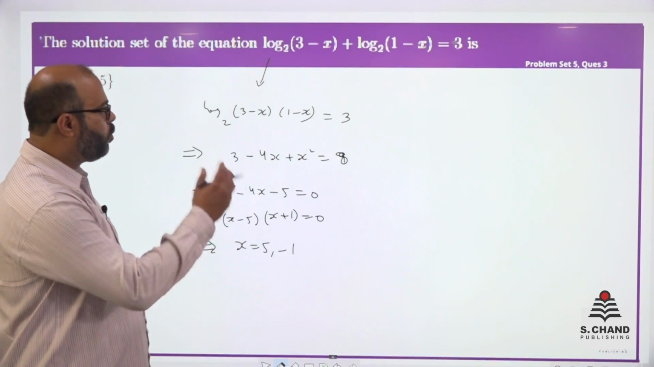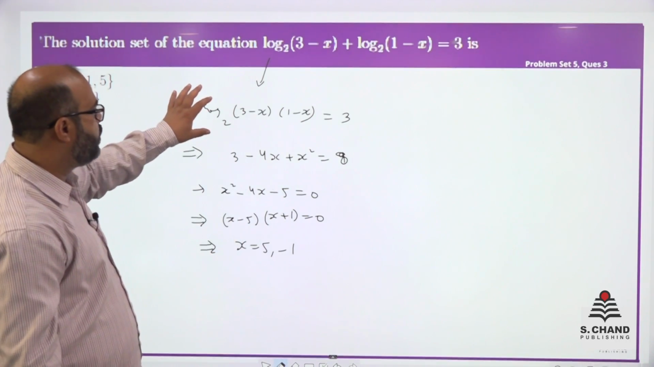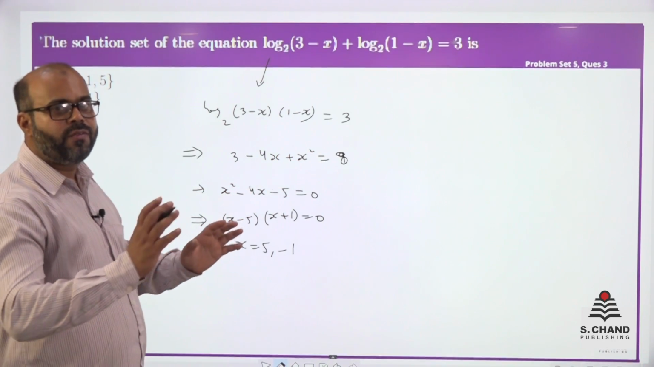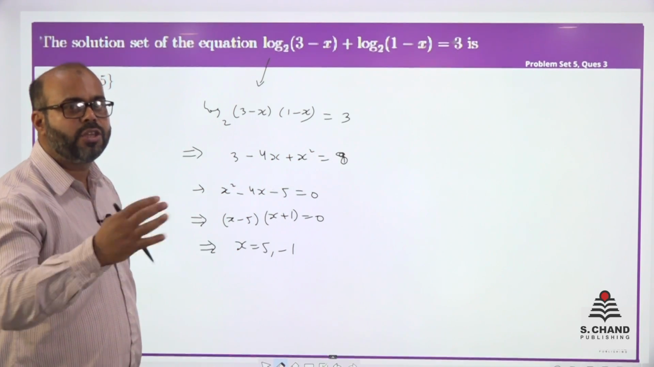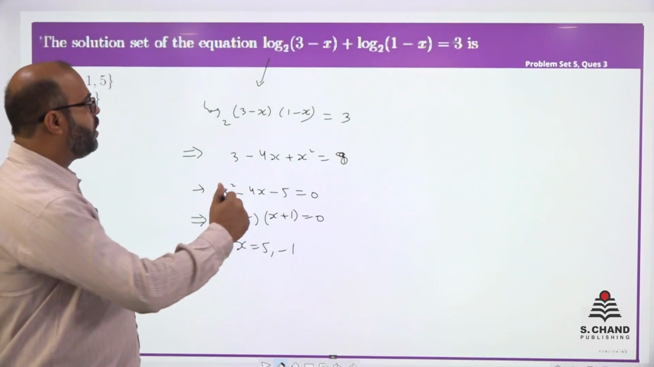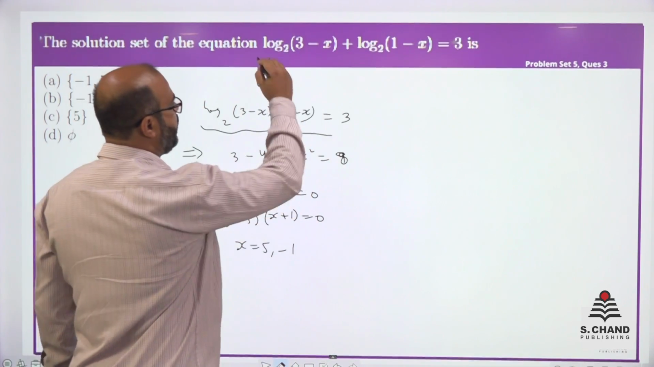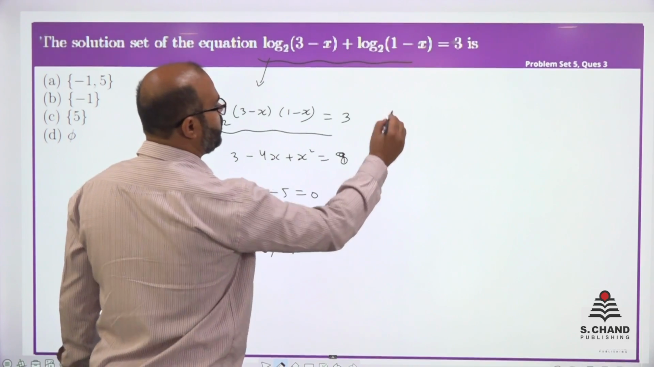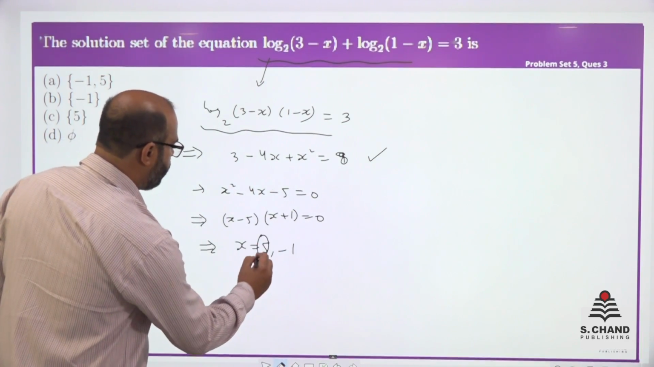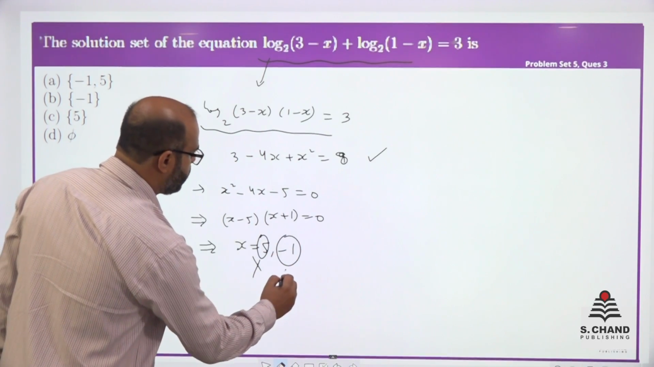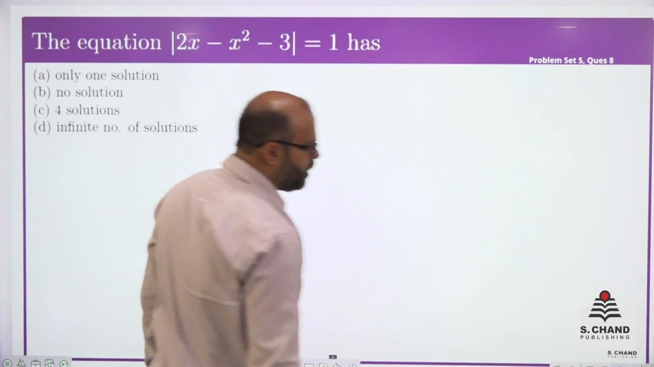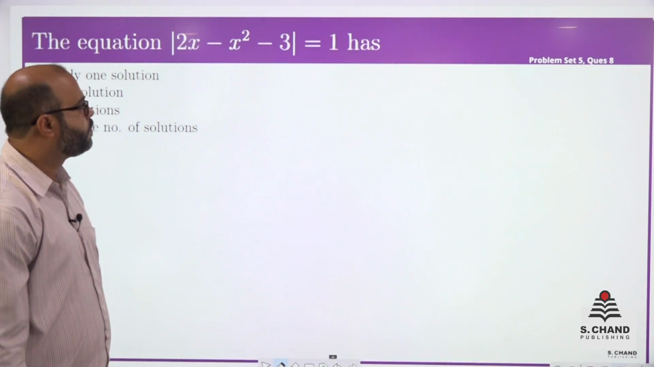So, you have to see the domain also, because when you have eliminated log and applied exponential, you have eliminated the condition of log, but the condition of log was already there. So, in the original equation, you have to check whether it satisfies or not, though it is satisfying the further equation after eliminating log. So, x equal to 5 is not the solution, x equal to minus 1 is the solution. Minus 1 is not posing any problem.